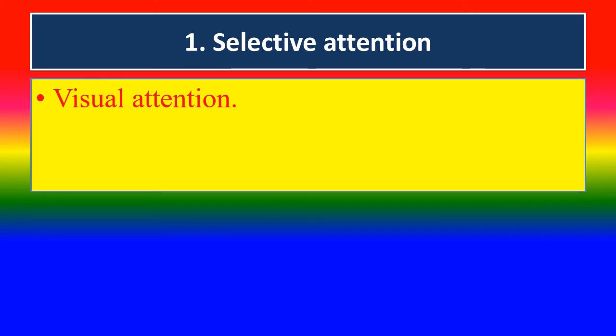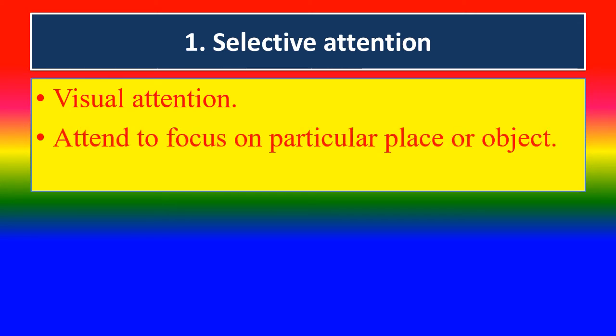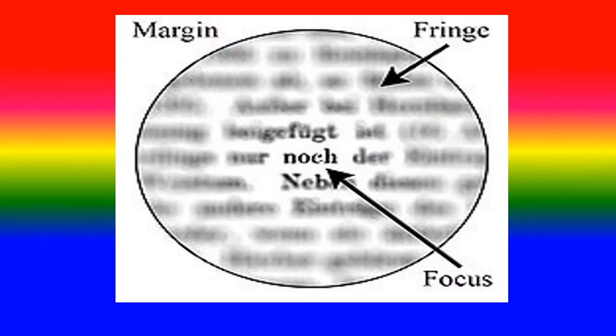Visual attention. Attention to focus on a particular place or object. This picture, this is margin, this area fringe. Look at this, focus on only one word, notch.